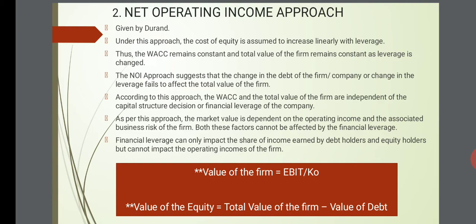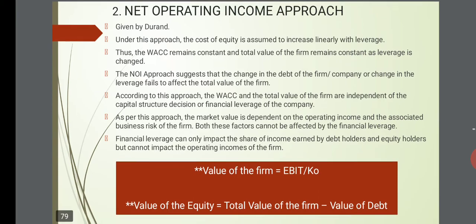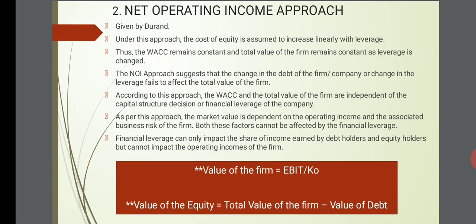Now, net operating income approach. It is given by Duran. Under this approach, the cost of equity is assumed to increase linearly with leverage. Thus, the weighted average cost of capital remains constant and the total value of the firm remains constant as leverage is changed. The NOI approach suggests that the change in the debt of the company, or the change in the leverage, fails to affect the total value of the firm.